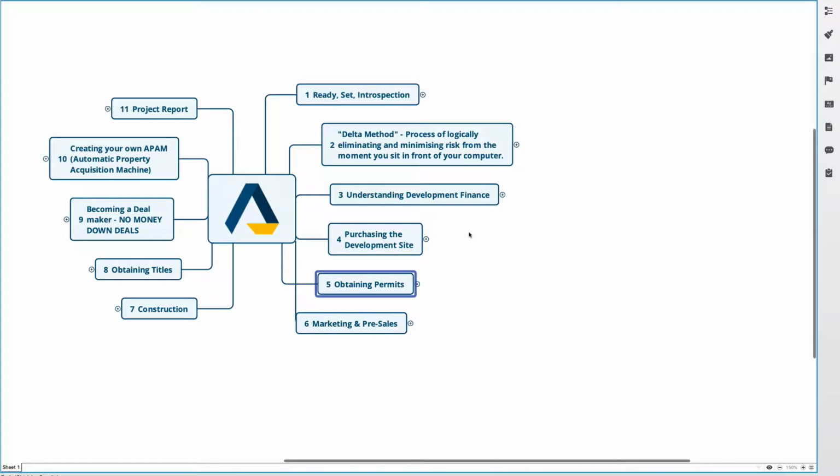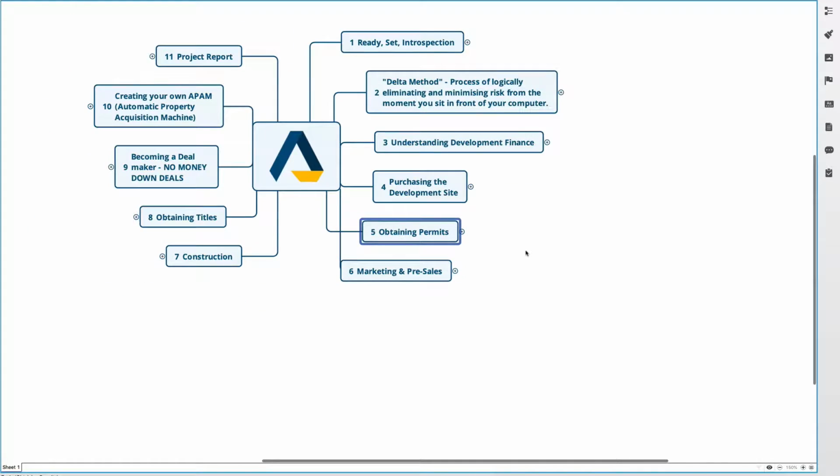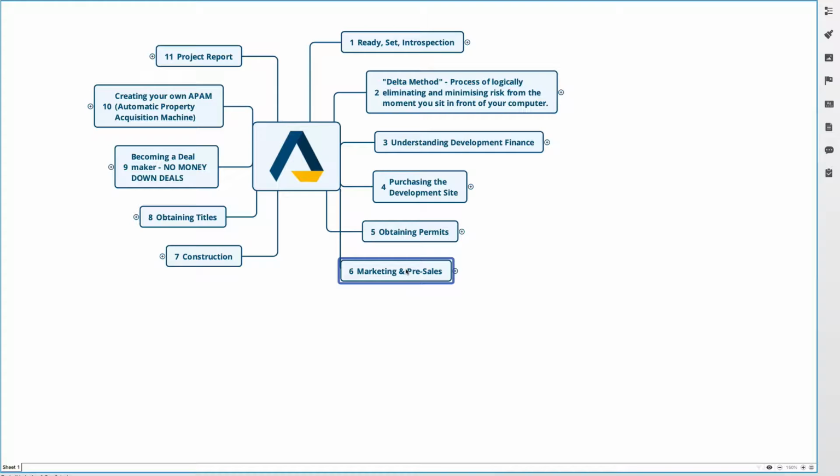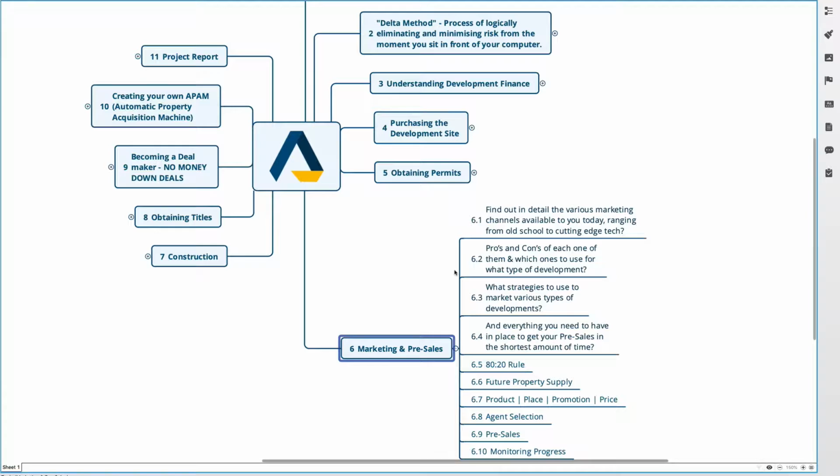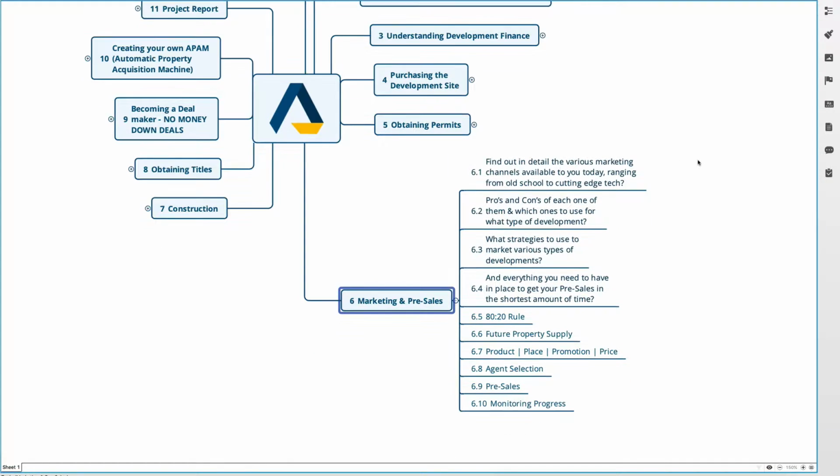Towards the end of your project, there's a lot at stake, and you've got to make sure that you save every day in your development. So, marketing and sales, we go into some details about finding out in detail the various marketing channels available to you today, ranging from old school to cutting edge tech.